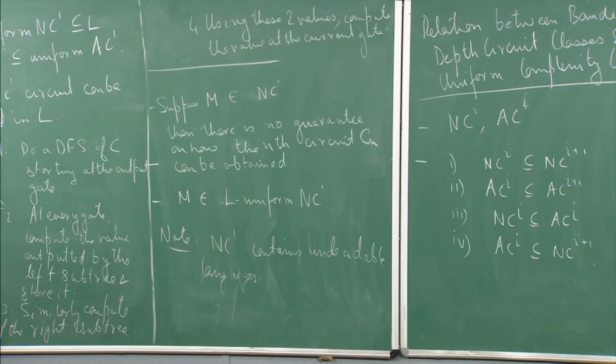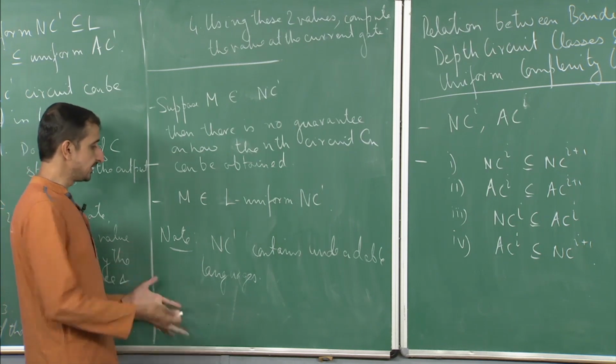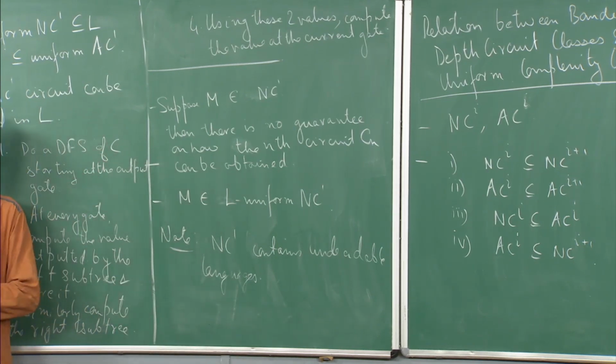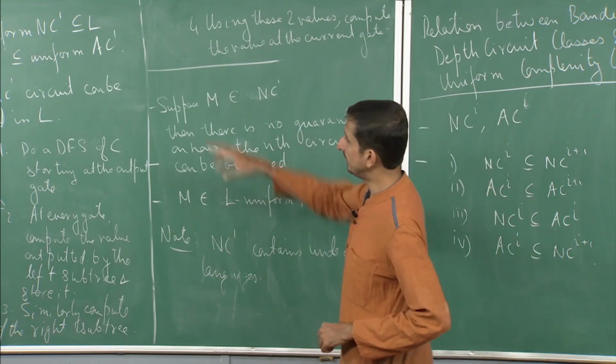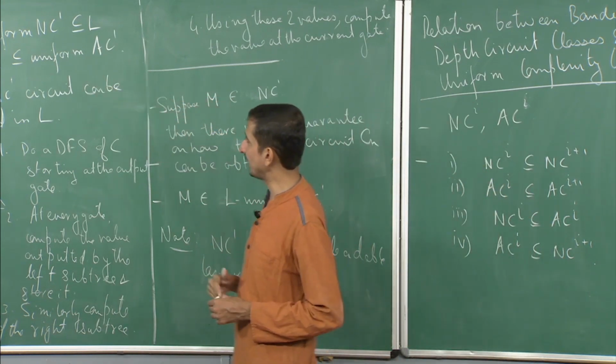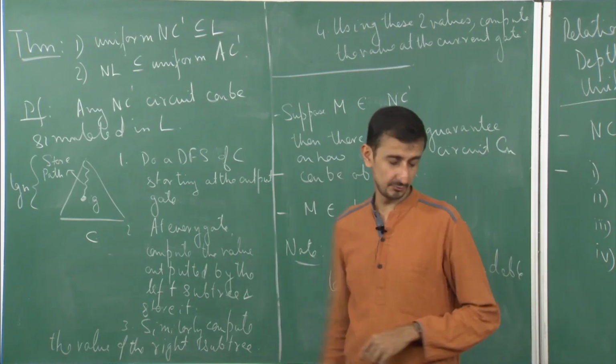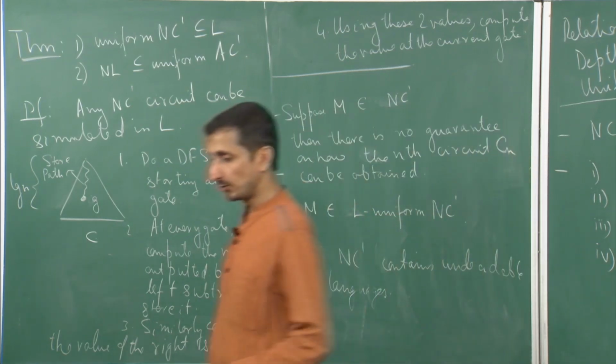Yeah, and in all these things, what is crucially used is the non-uniformity of the class. Right? Okay, so now coming to the next thing, that is how to show NL is in uniform NC1, uniform AC1. So how do you argue that?